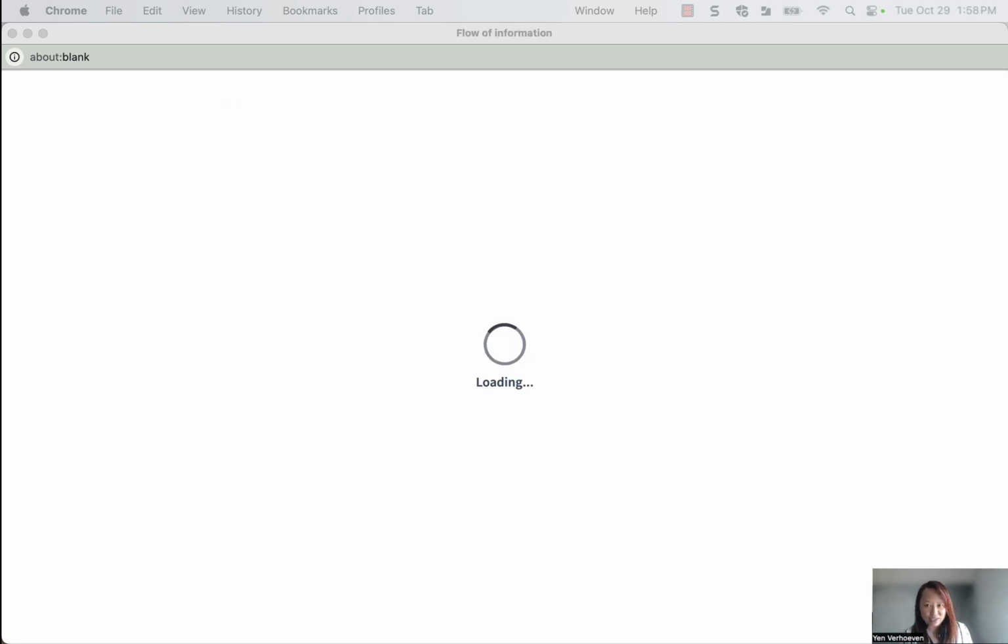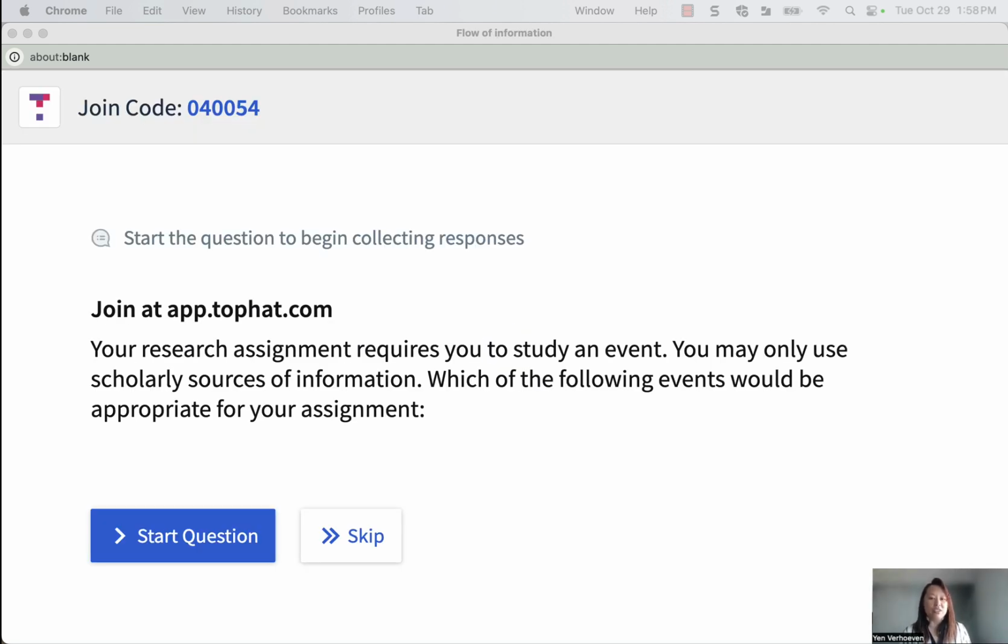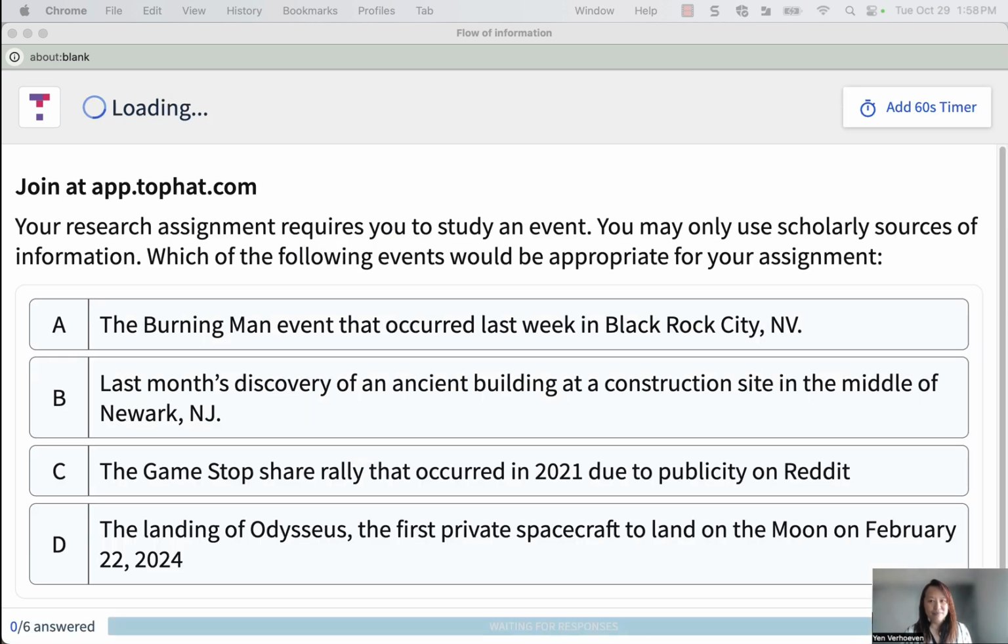Why is this important? Let's take a look at this next question. Your research assignment requires you to study an event. You may only use scholarly sources of information. Which of the following events would be appropriate for your assignment? A, the Burning Man event occurred last week in Black Rock City, Nevada. B, last month's discovery of an ancient building at a construction site in the middle of Newark, New Jersey. C, the GameStop share rally that occurred in 2021 due to publicity on Reddit. Or D, the landing of Odysseus, the first private aircraft to land on the moon on February 22nd, 2024.